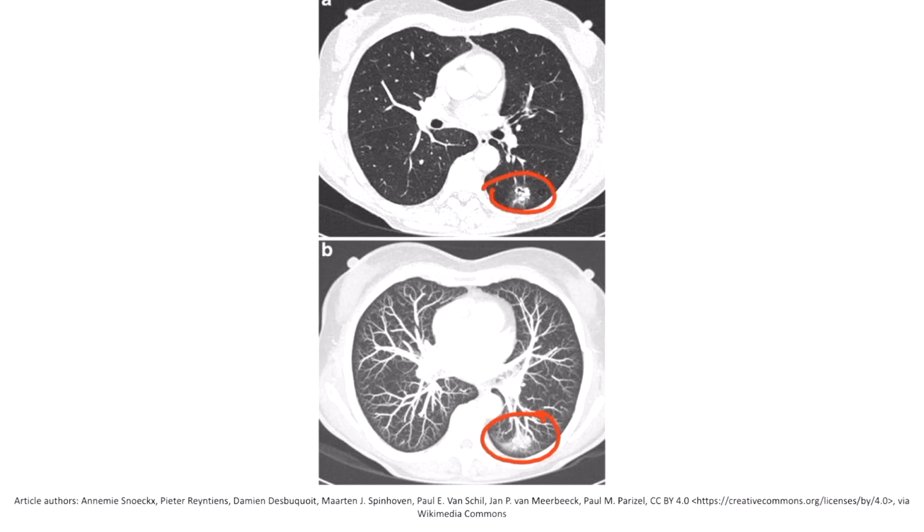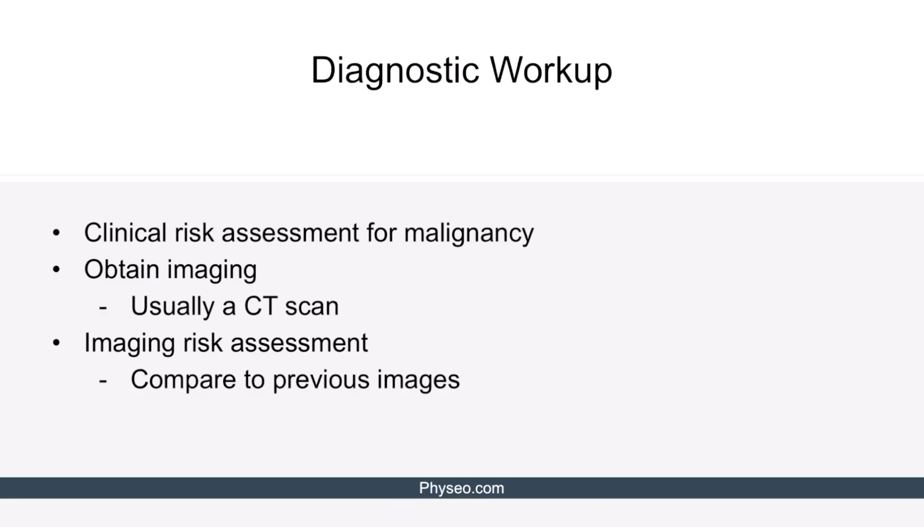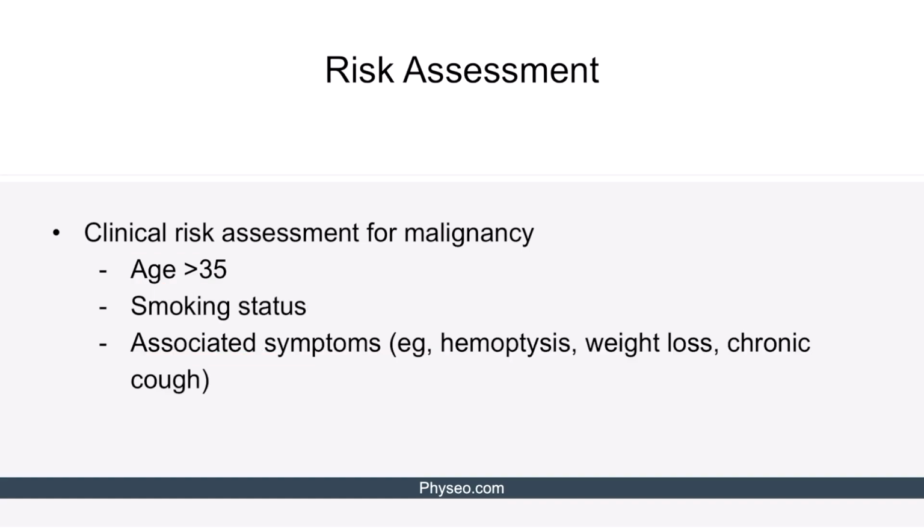It can be difficult to differentiate benign and malignant nodules on imaging alone, so a more detailed assessment is needed. In order to determine whether the nodule is benign or malignant, clinical risk should first be assessed. Then imaging should be obtained, usually a CT scan, and features of the nodule should be assessed to determine the risk of malignancy. Images would need to be compared to previous ones to look for changes. Let's first discuss how clinical assessment for risk of malignancy is done.